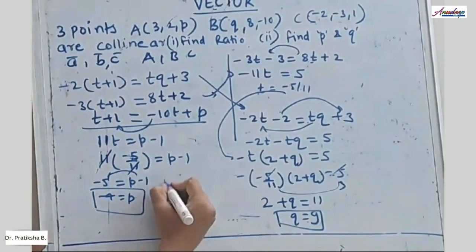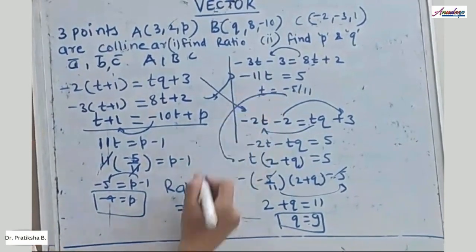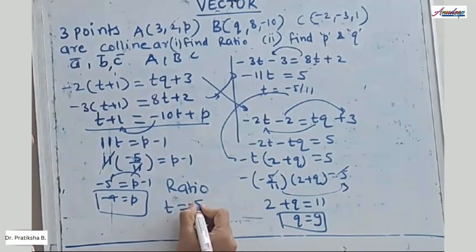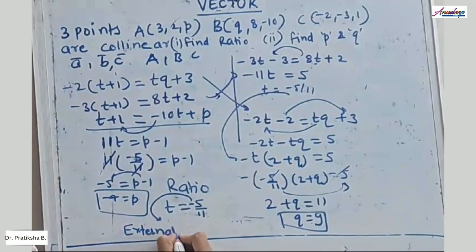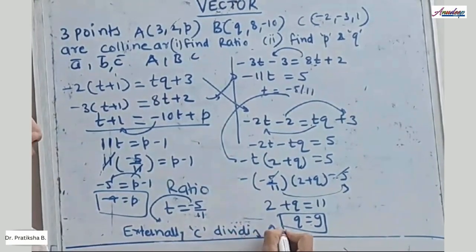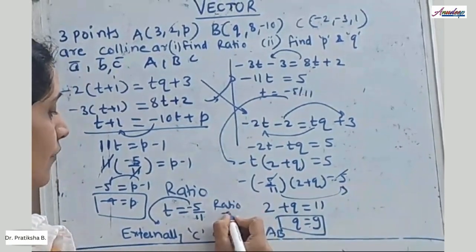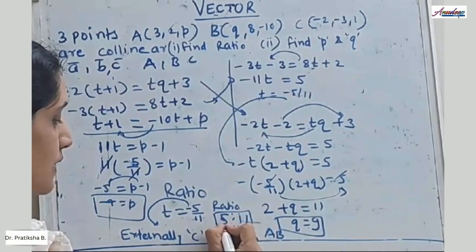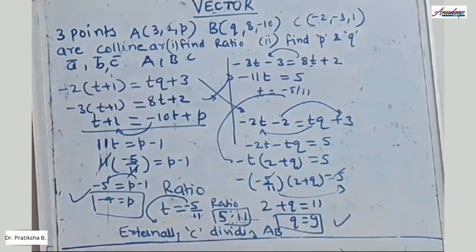So the required ratio will be 5 by 11, minus 5 by 11, right? So this minus sign indicates that C is dividing A and B externally, and the ratio is 5 is to 11. So 5 is to 11 is the ratio, and it is the external division, and these are the values of P and Q.